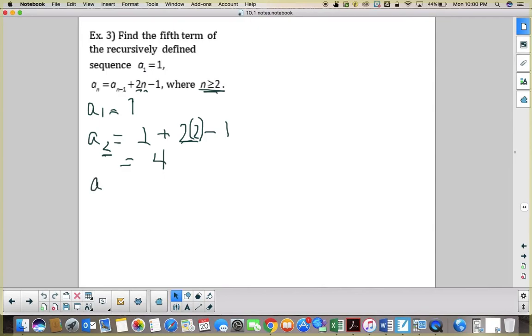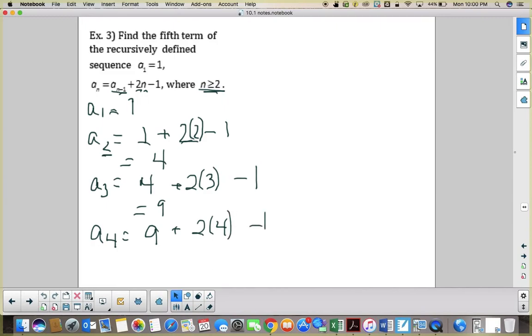Then I'm going to do a sub 3. That's the previous term, which is 4, plus 2 times 3, minus 1. So 4 plus 6 would give me 10, minus 1 would give me 9. A sub 4 is my previous term, a sub 3, plus 2 times 4 minus 1. 8 plus 9 would give me 17, minus 1 would give me 16.